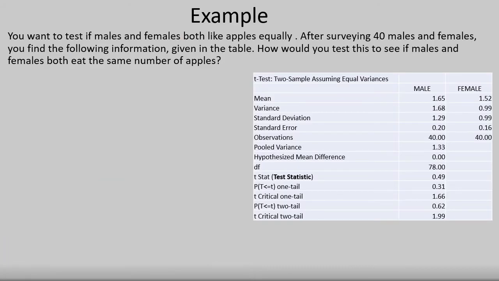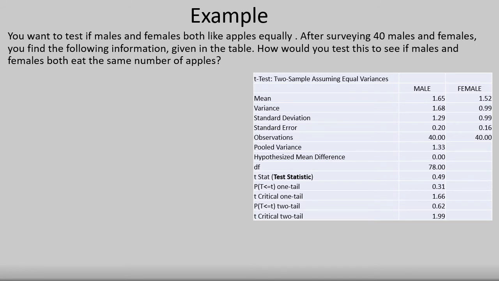So here comes the fun part, actually figuring out how to use a hypothesis. And the question we have is, you want to test if males and females both like apples equally. And after surveying 40 males and females, you find the following information given in the table. So how would you test to see if males and females both eat the same numbers of apples?